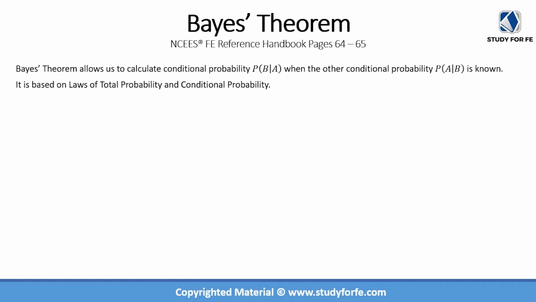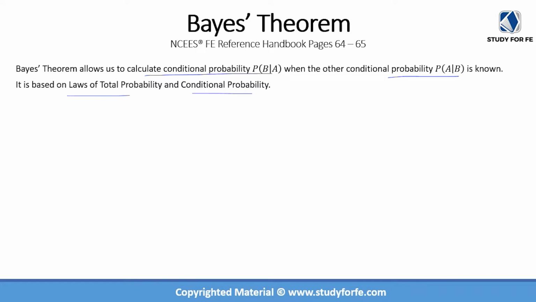So what is Bayes theorem? Bayes theorem actually allows us to calculate the conditional probability of B given A, when the other conditional probability is known. And it is based on laws of total probability and conditional probabilities, which we will use in the derivation.